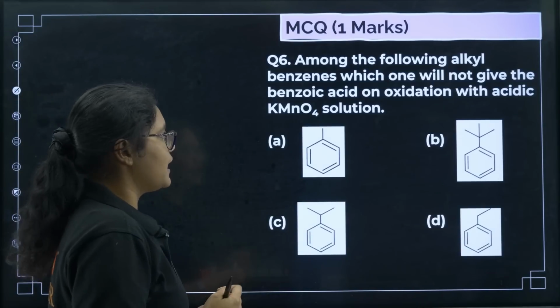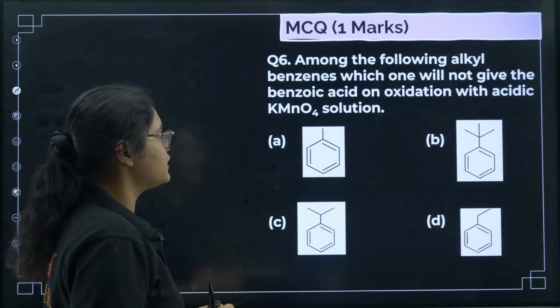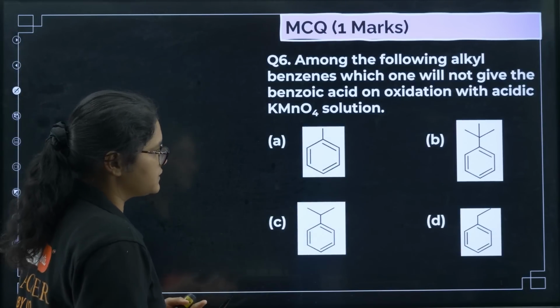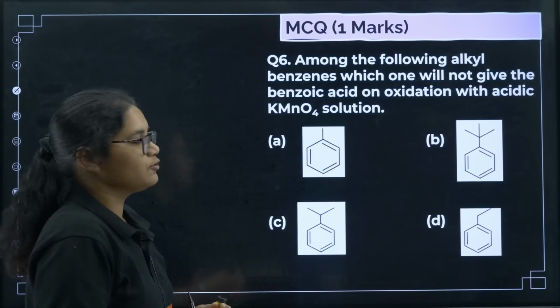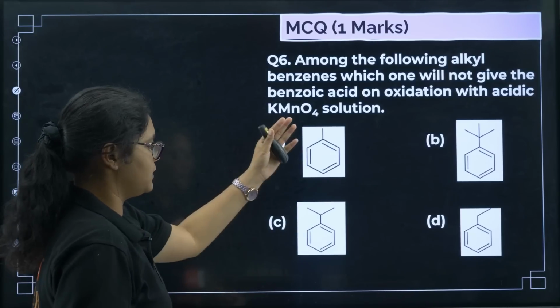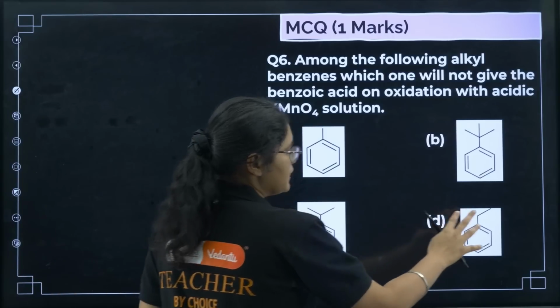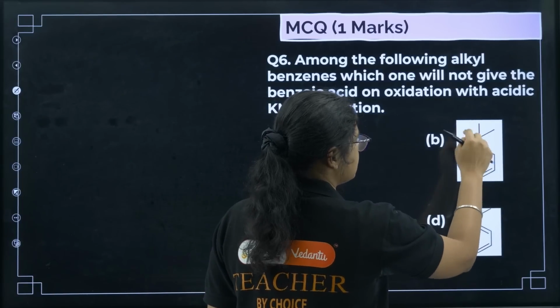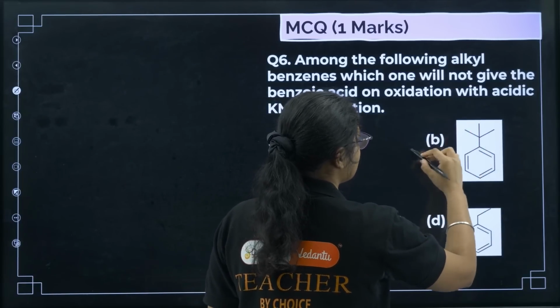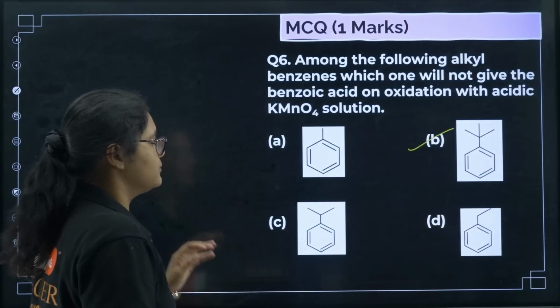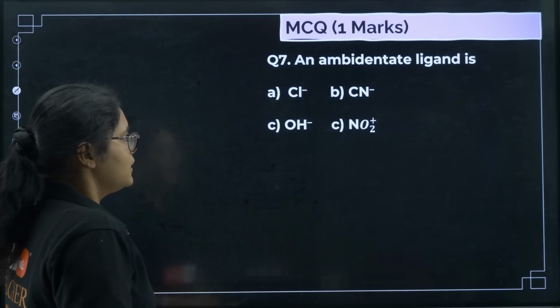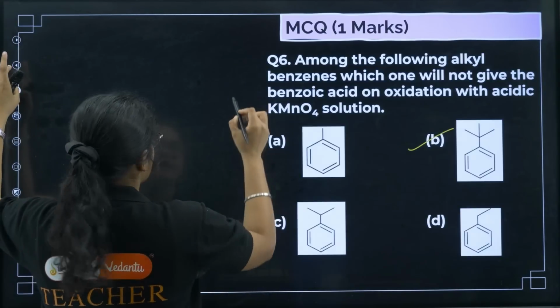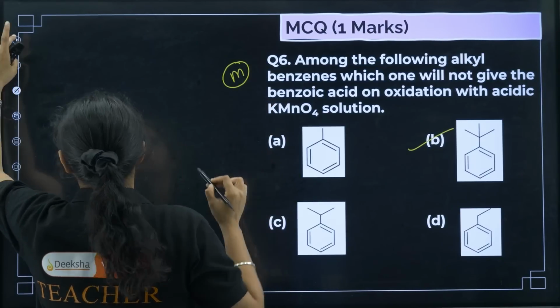Next, among the following alkyl benzenes, which one will not give benzoic acid on oxidation with acidic KMnO4 solution? Here we have primary, here we have secondary, here also primary, but this is tertiary, this won't react. Here we will get an alkene group, so the correct answer is option number B here. Next, this one I can say is a moderate level question.